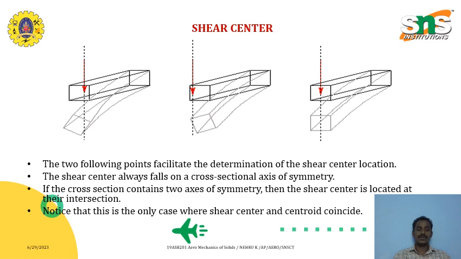The shear center always falls on the axis of symmetry of the cross section. For a cross section containing two axes of symmetry, the shear center is located at their intersection. So notice that this is the only case where the shear center and the centroid location coincide.